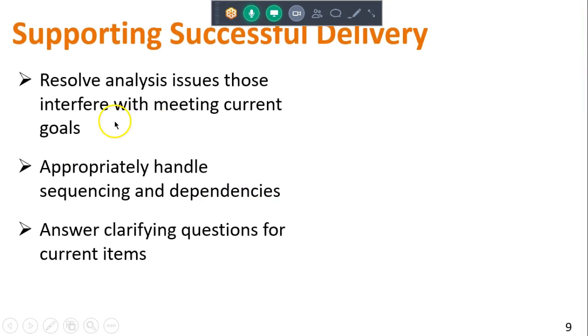Successful delivery is about issues, and a lot of this is about the Scrum environment, daily stand-up meetings. It's raising issues to the surface as quickly as possible and as efficiently as possible, and resolving those issues as efficiently as possible.